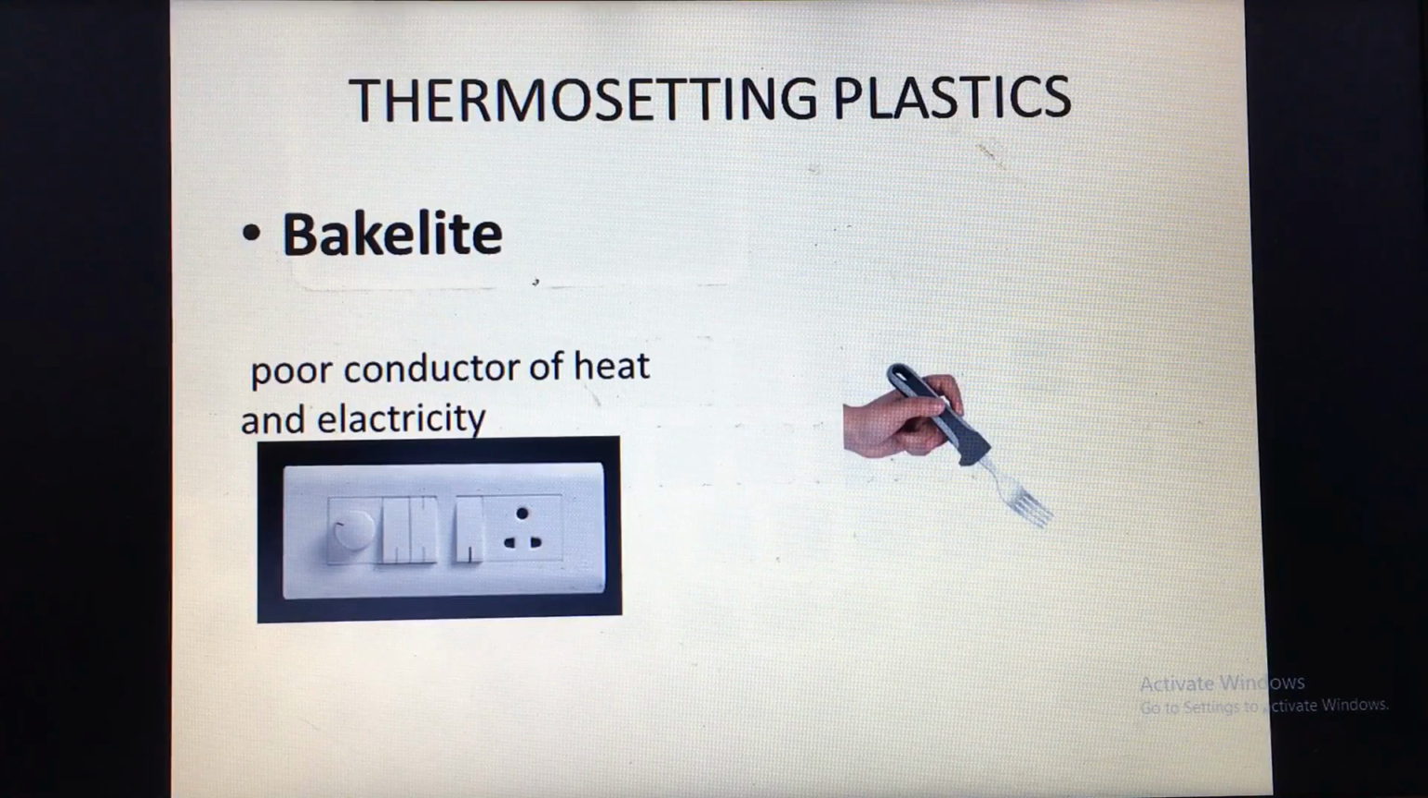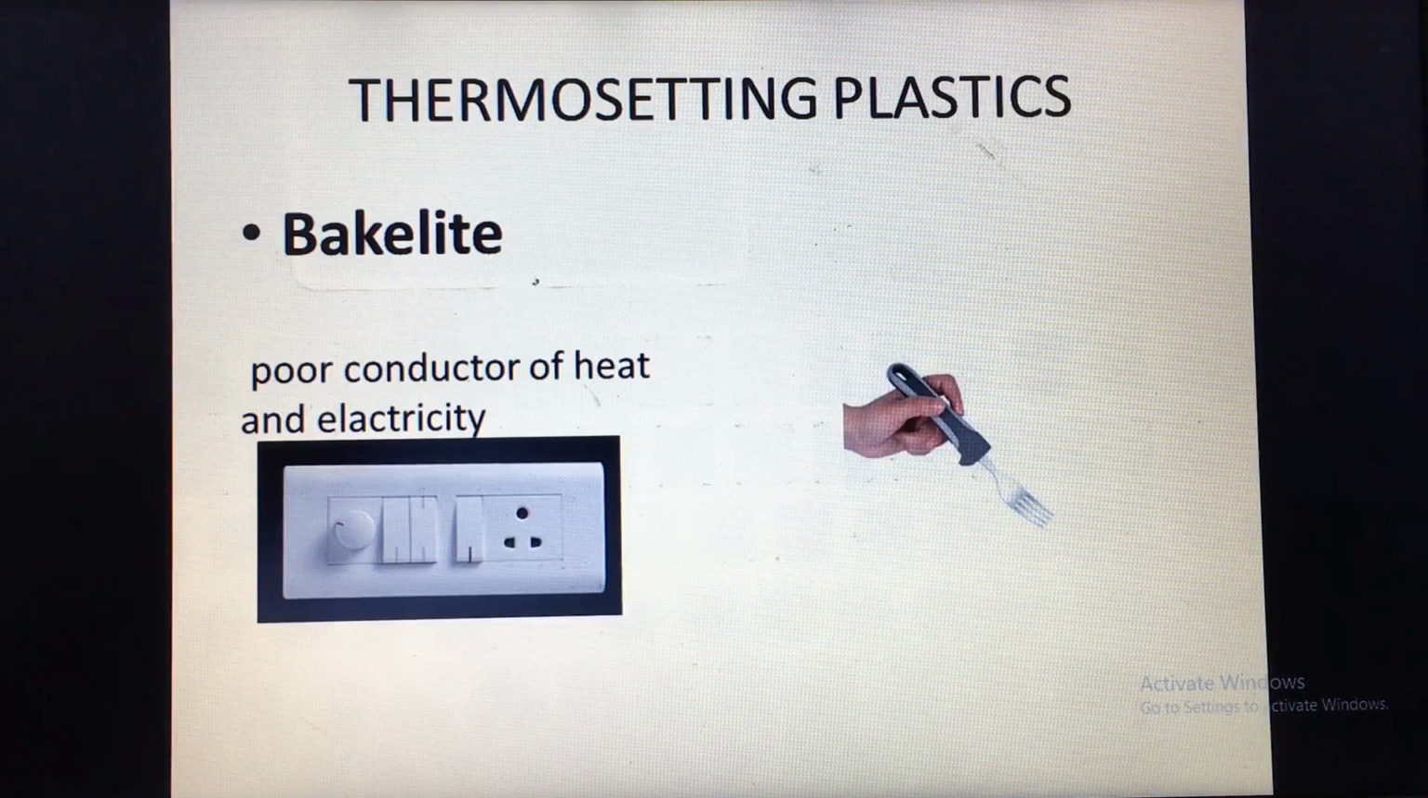If we are discussing the examples of thermosetting plastic, there are two: one is bakelite and the other is melamine. Bakelite is a poor conductor of heat and electricity, and it is used in switches and handles of utensils. So in all these places we use bakelite.